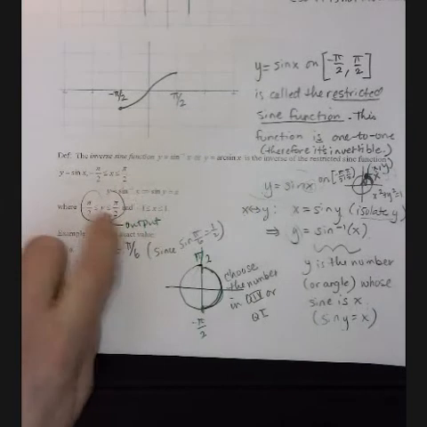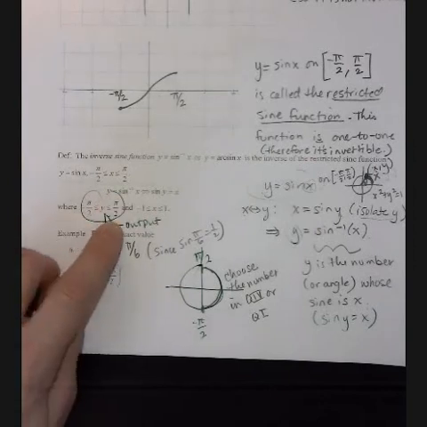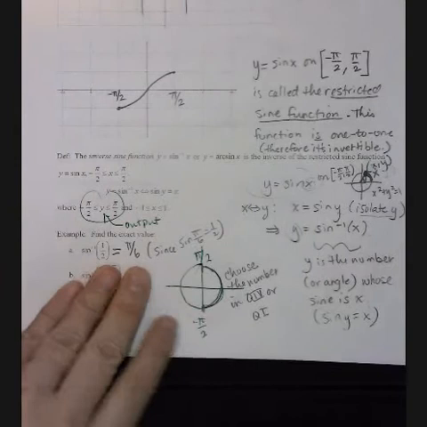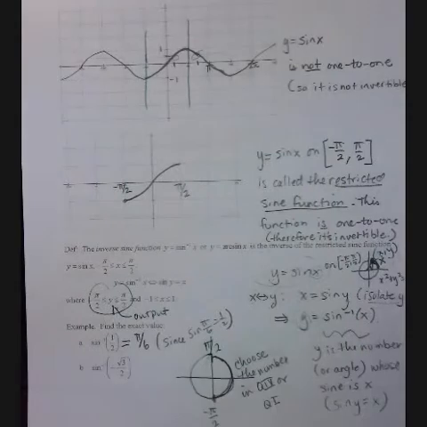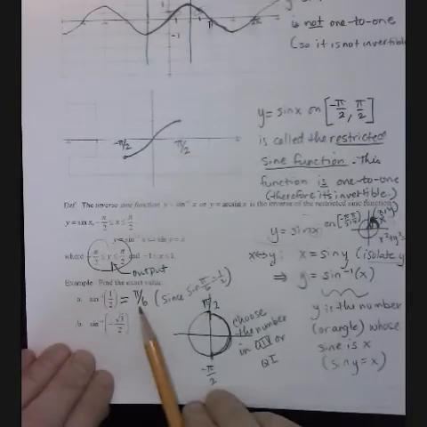This is the definition. Y has to come between negative pi over 2 and pi over 2. Again, that's so that we have a function. We have to have just one answer. If there's more than one correct answer here, we don't have a function. So this is the only correct answer.